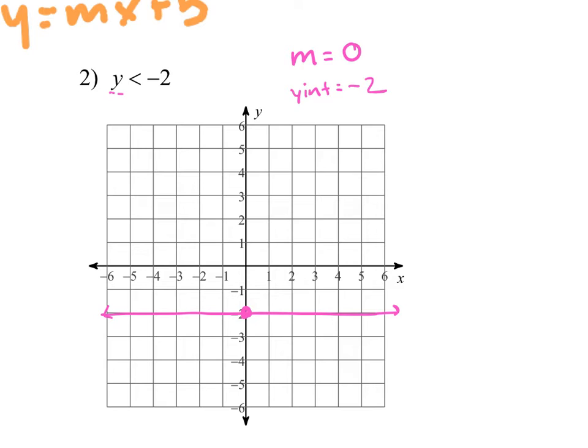What do we do next? Plug in a point. What point can we test? 0, 0. So we're going to plug in 0 for x and 0 for y. So we have 0 is less than -2. Is this true? No. So if it's not true, are we shading above or below? Below. Perfect.